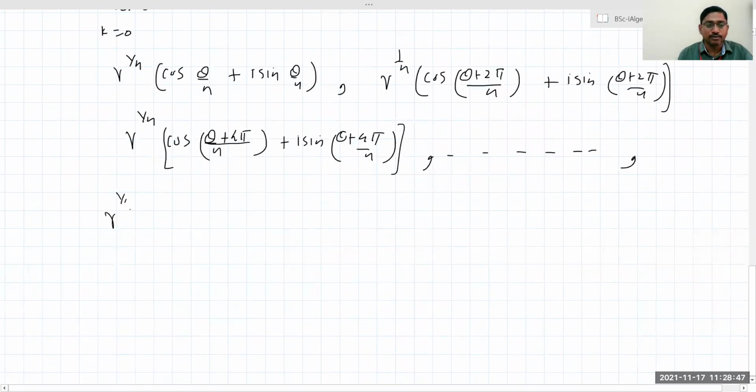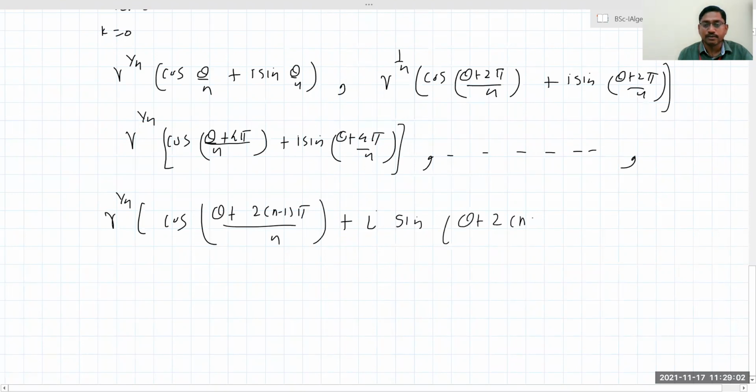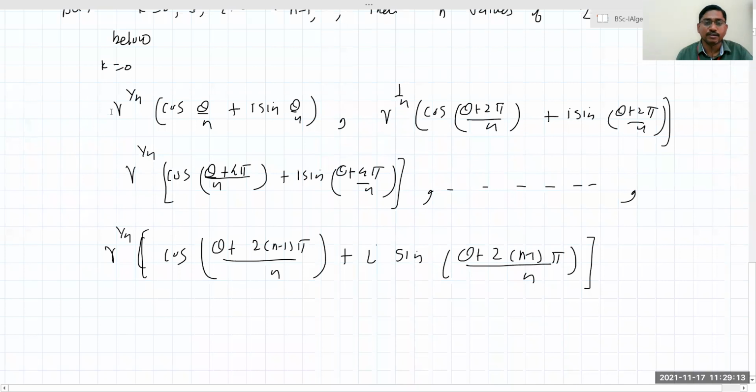I have to put k equal to n minus 1 in that statement. So the value is r raised to 1 upon n, inside the bracket cos of theta plus 2 times n minus 1 pi divided by n, plus the imaginary part sine of theta plus 2 times n minus 1 pi divided by n. So this is the nth value. Now we can see all the angles are different, and everybody is between minus pi and pi, so everybody is principal.